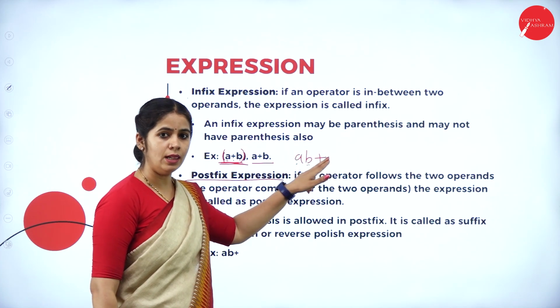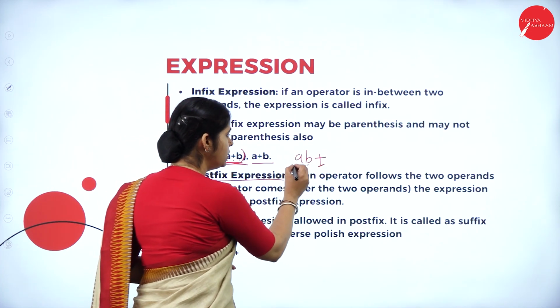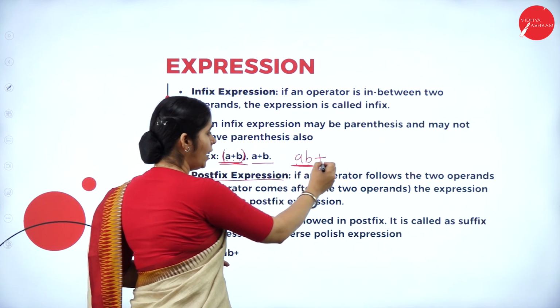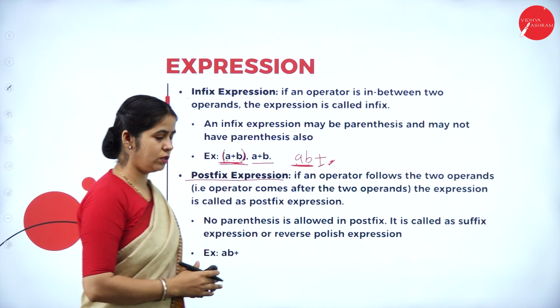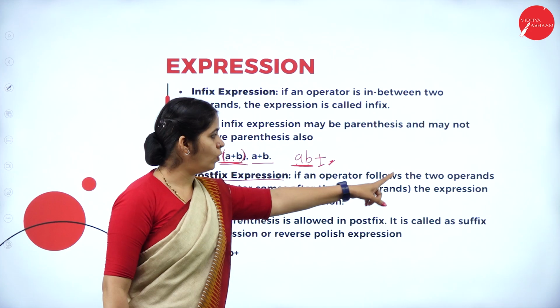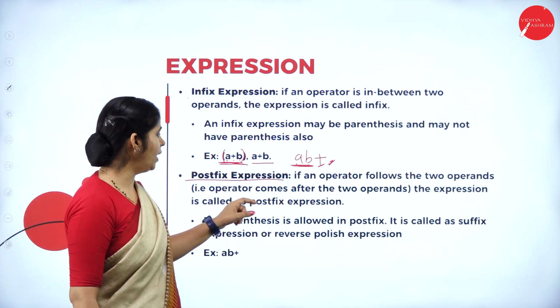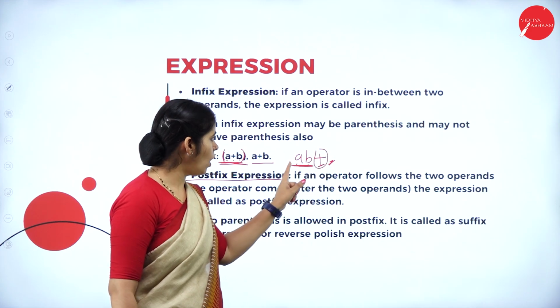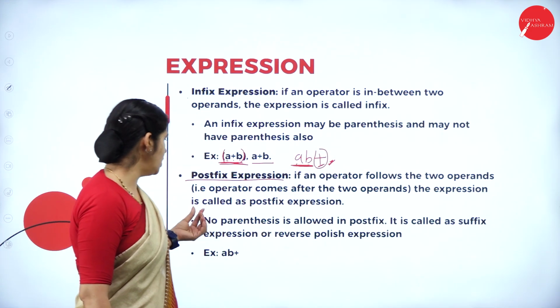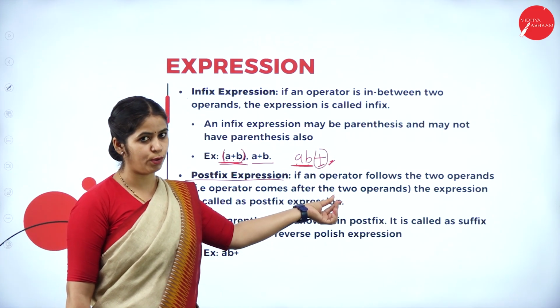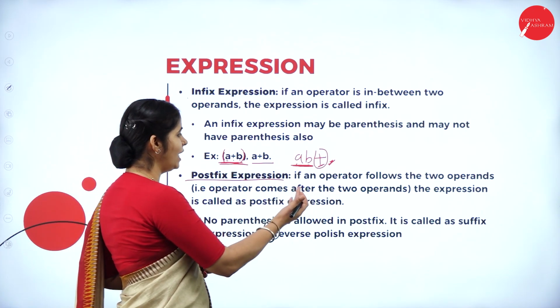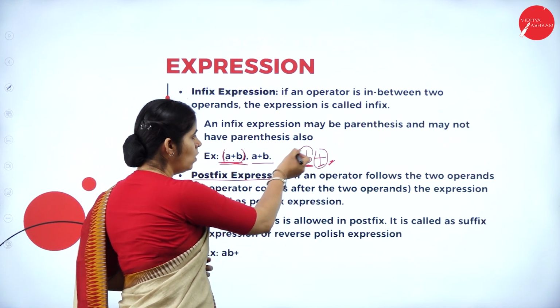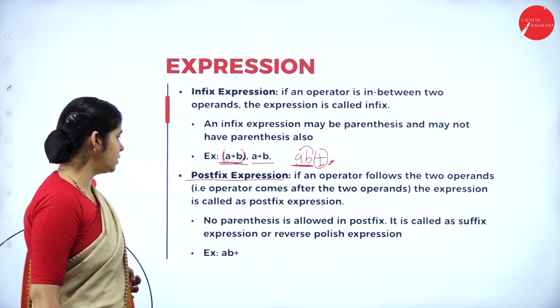will be at the last. Here operands will be at the first and the operator is at the last. An operator follows the two operands. Operators come after the two operands. That's what we mean by operators coming after two operands. The expression is called a postfix expression, or we can say that the operator is followed by the operands. That is called a postfix expression.